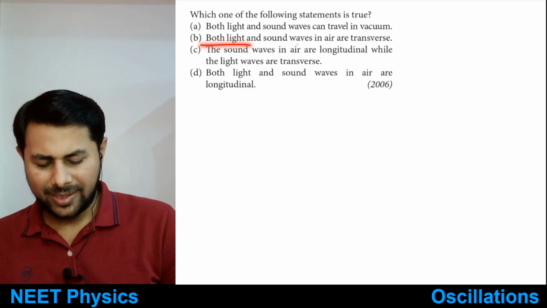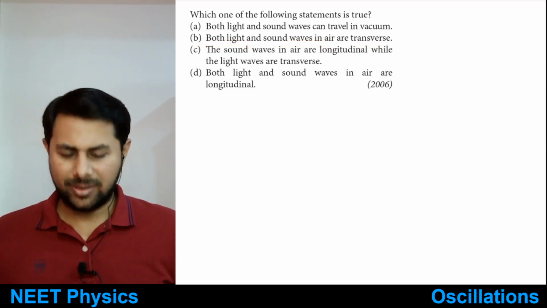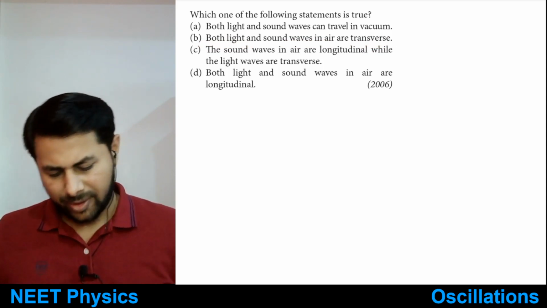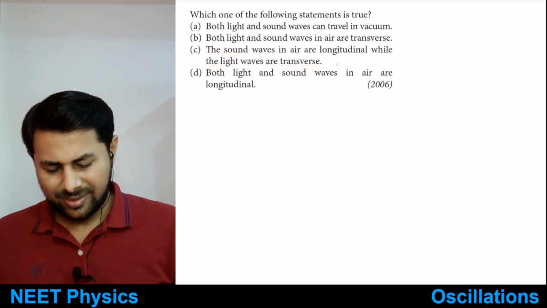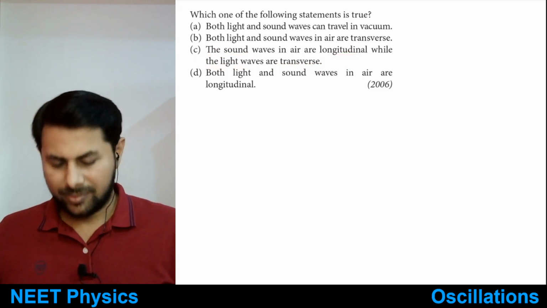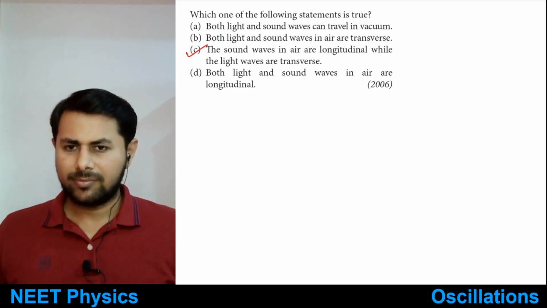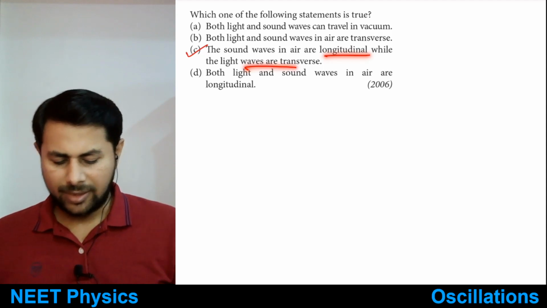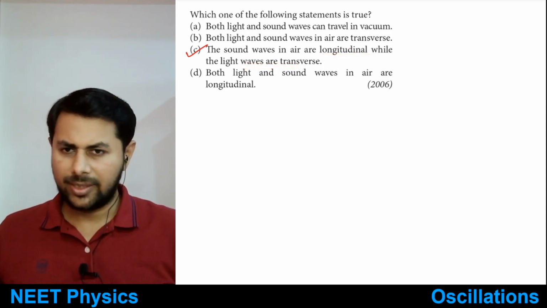All right, both light and sound waves in air are transverse. So sound is compressions and rarefactions. They are longitudinal waves, right? Sound waves in air are longitudinal, while light waves are transverse. Is this one correct? This one is correct, right? That's too basic, but it was asked. Sound waves are longitudinal and light waves are transverse. Okay, this is clear.